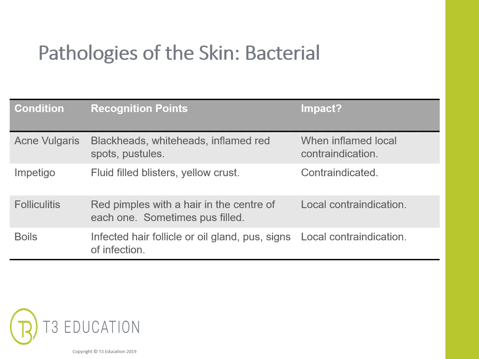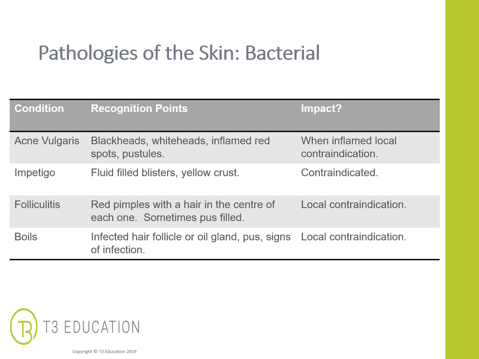Let's look at bacterial pathologies of the skin. Acne vulgaris. So here we might see blackheads, whiteheads, or inflamed red spots or pustules. When inflamed, these become a local contraindication. Impetigo. This is where we see fluid-filled blisters with a yellow crust. This is highly contagious, so is an absolute contraindication, and you shouldn't treat your client if they have impetigo.